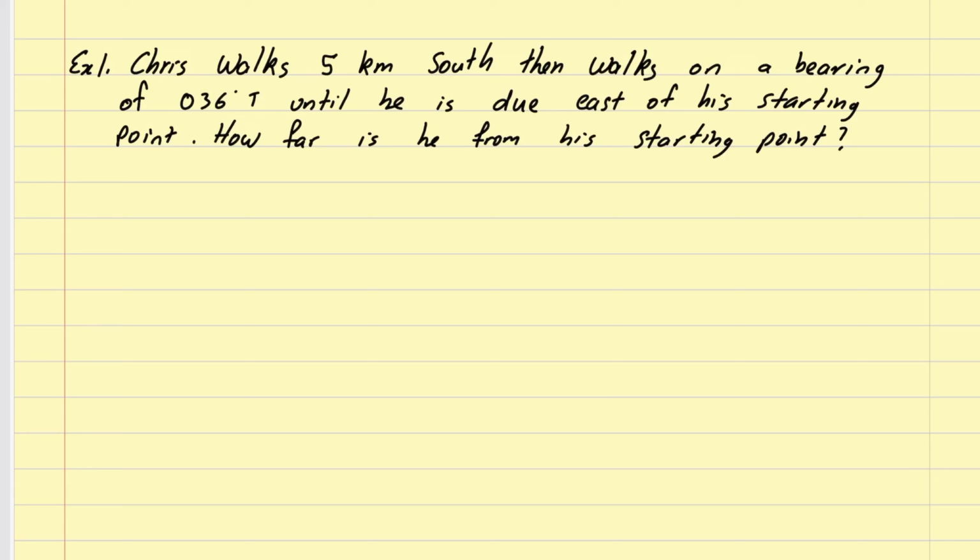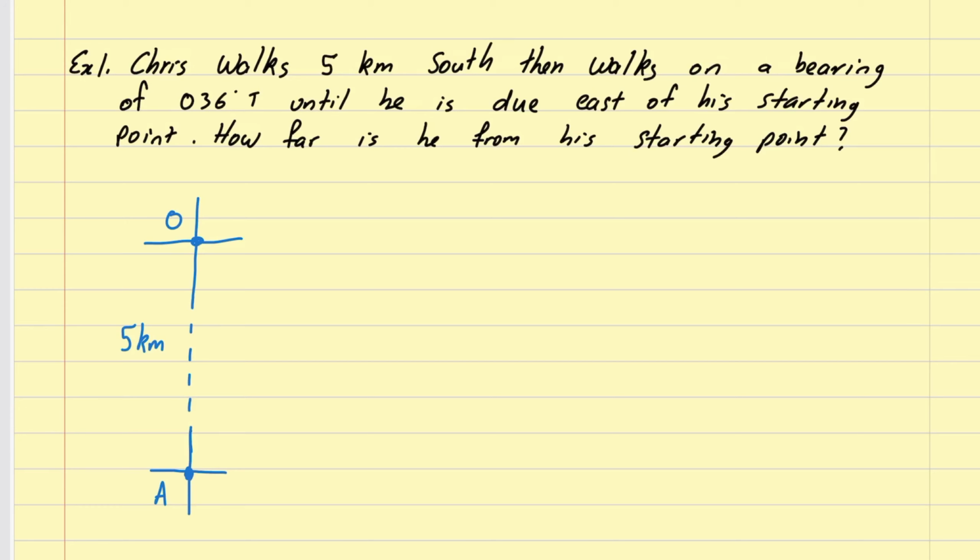So we know Chris walks 5 kilometers south. So wherever he started from, let's say he just starts at this point right there, and we're just going to call that O for origin. You can even call it point A, that's up to you. And we know that he's going directly south up until he gets to 5 kilometers. Then he walks on a bearing of 36 degrees. So now he's walked 5 kilometers, he's ended up over here. Let's just call that point A.